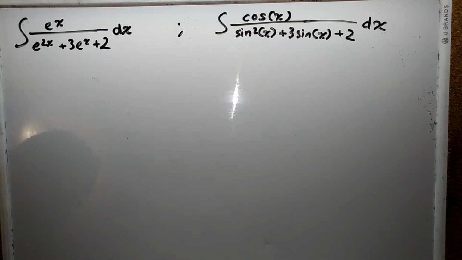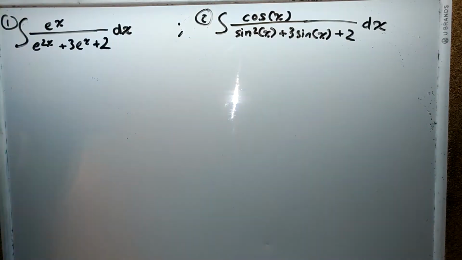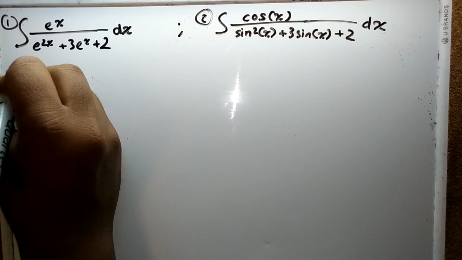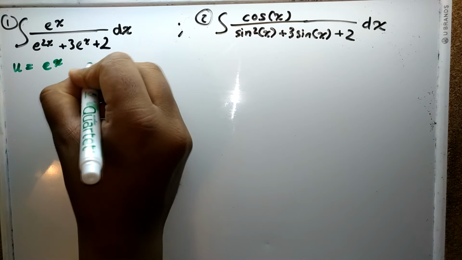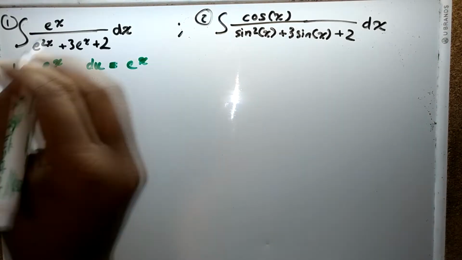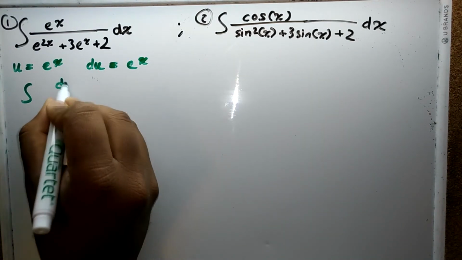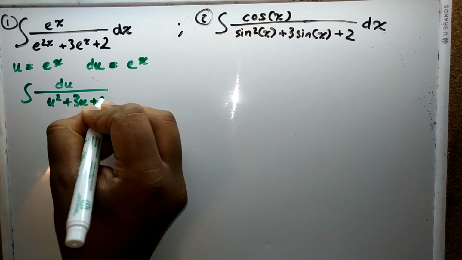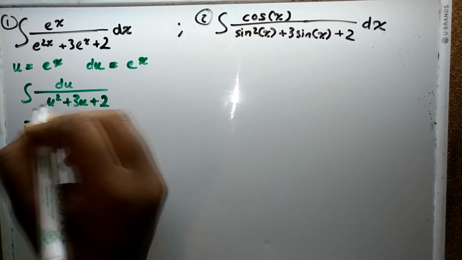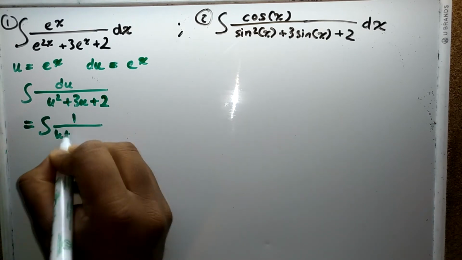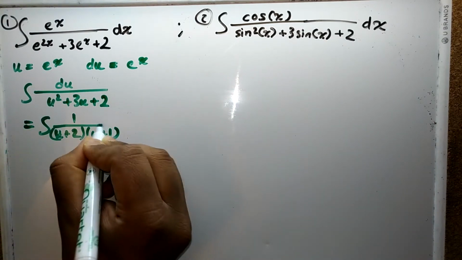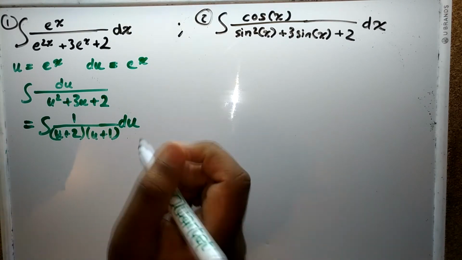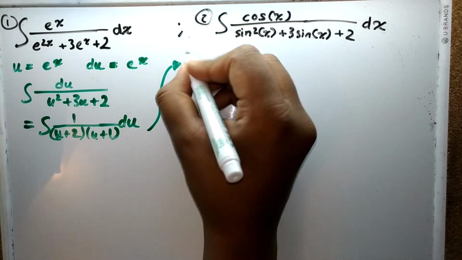Final example I want to do is a question that I've seen in my Calc 2 midterm. So these two questions are similar. So the first one, e to the x over e to the 2x plus 3e to the x plus 2. We can do a u sub first, so that we end up getting du over u squared plus 3u plus 2. And then we get something that we can use partial fraction decomposition for.